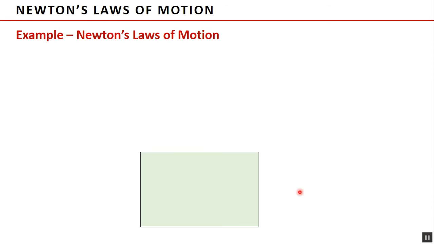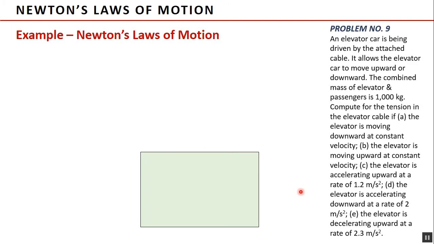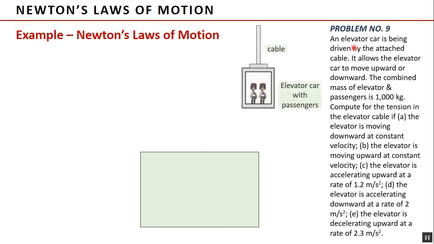Hello everyone. The majority of the problems we have solved previously involve objects lying on surfaces. Now let us do some problems involving objects hanging on flexible materials such as cables, ropes and strings. Problem number 9. An elevator car is being driven by the attached cable. It allows the elevator car to move upward or downward. The combined mass of the elevator and passengers is 1,000 kilograms.